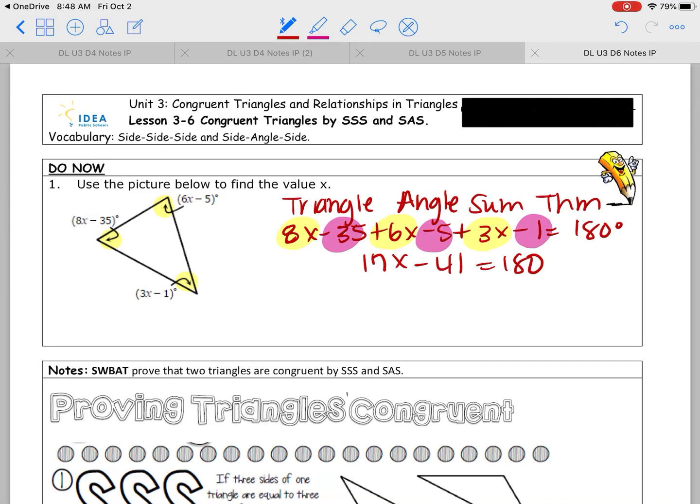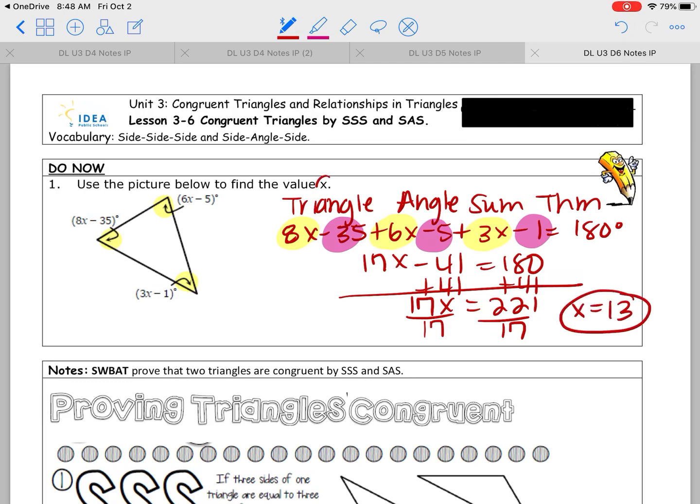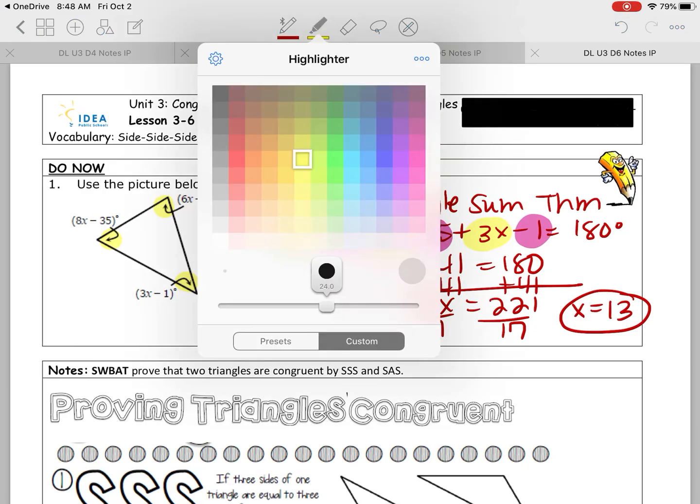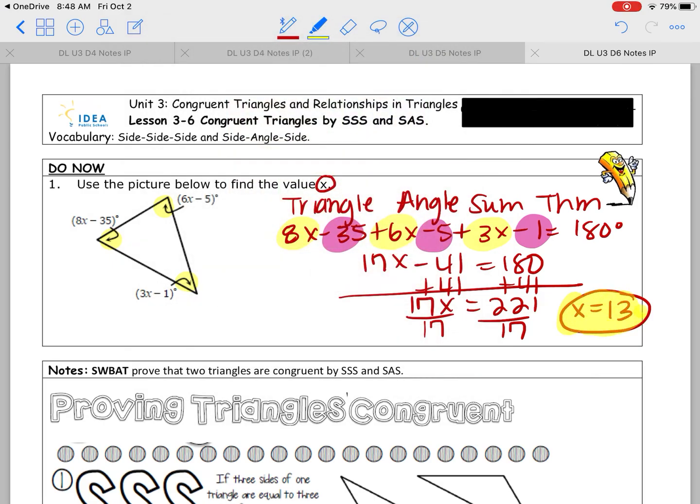Notice that we simplified our first equation to now this two-step equation. So we need to get rid of the constant by adding 41, doing the inverse operation. And we get 17x equals 221. Then get rid of the coefficient by dividing, and we get x equals 13. Since the question was only asking us to find the value of x, we are done with our problem.